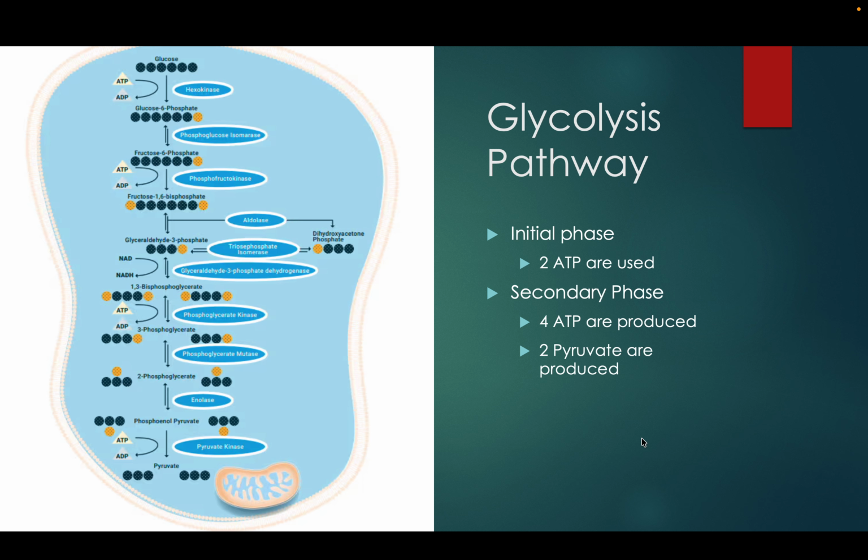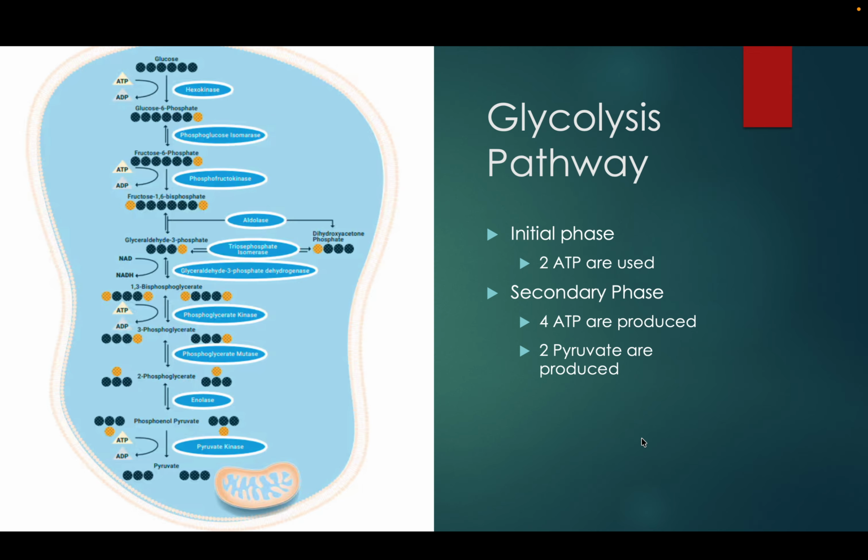The glycolysis pathway. The glycolysis pathway is separated into two main phases. In the initial phase, 2 ATP are utilized, but in the secondary phase, 4 ATP are produced, along with 2 pyruvate molecules and also 2 NADH molecules. This equates to a net positive of 2 ATP, which is not substantial when you compare it to the total ATP output of the entire cellular respiration cycle, but the 2 pyruvate and the 2 NADH molecules that are created are essential for the process to continue.